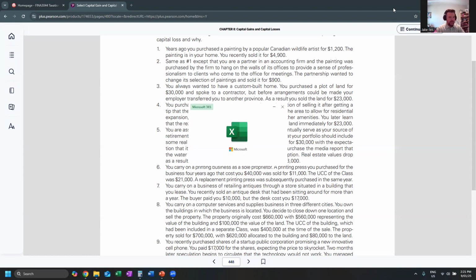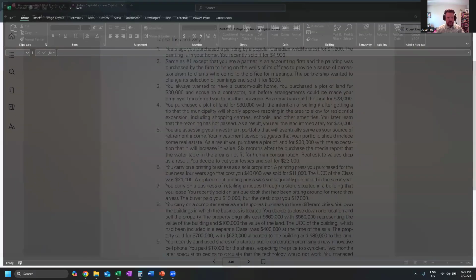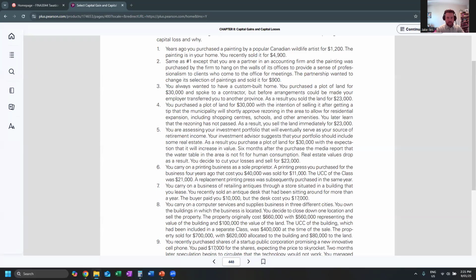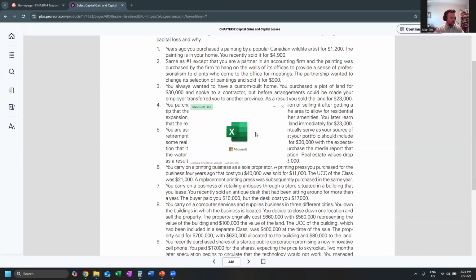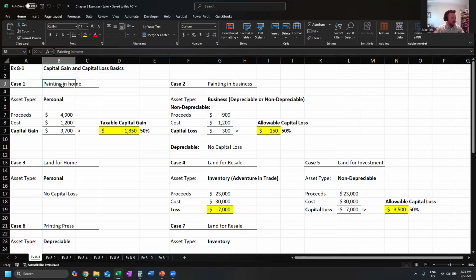And just to show what that looks like here, one second. Meant to have this open before I started, but here we are. So painting in home has a taxable capital gain. Painting in business, if it's non-depreciable, we'll have an allowable capital loss of $150. We have a $300 loss of value. Half of that is $150. If it's depreciable, there's no capital loss.